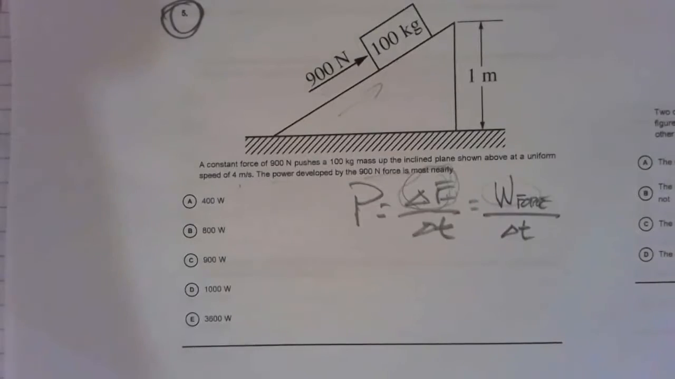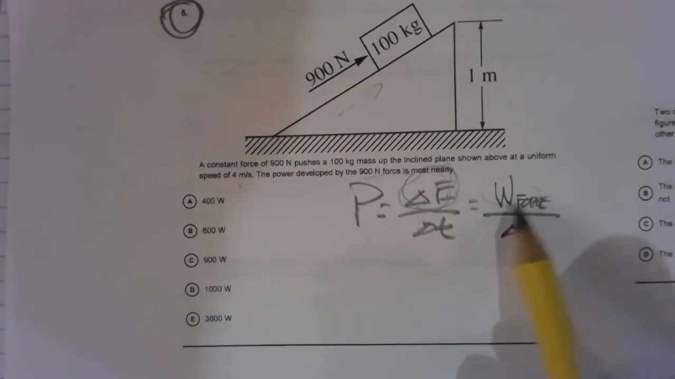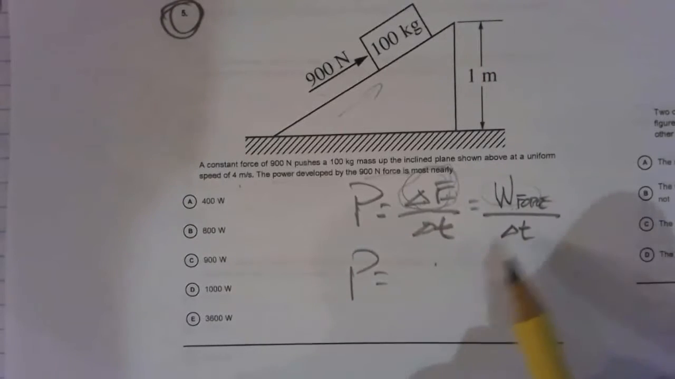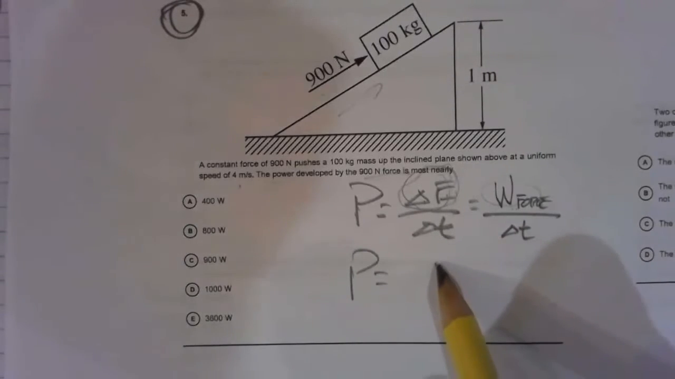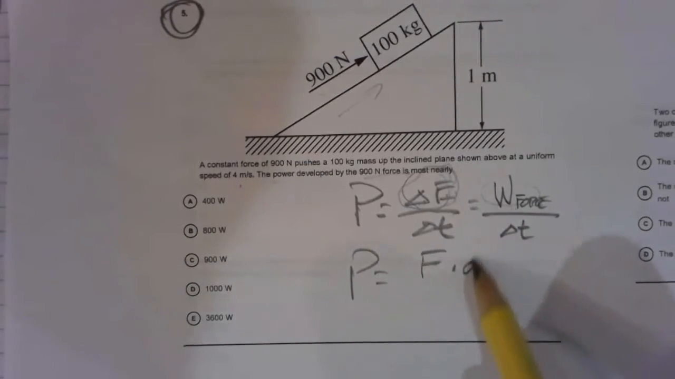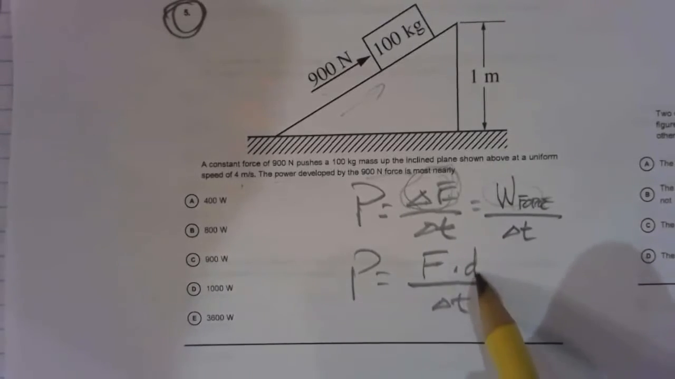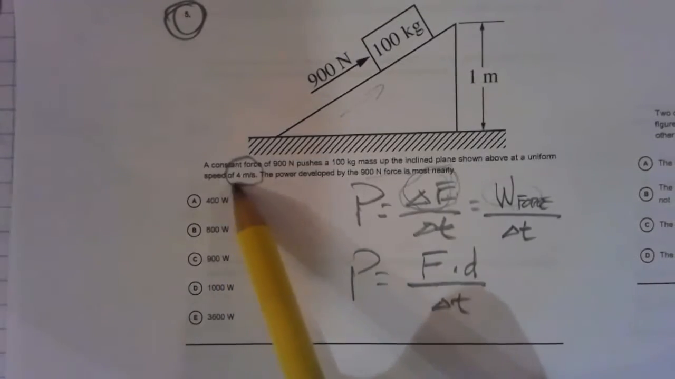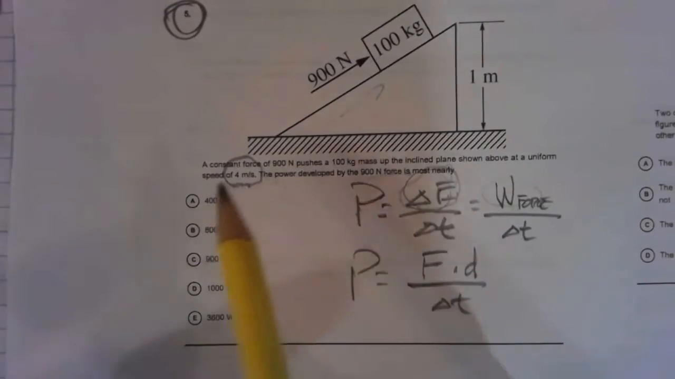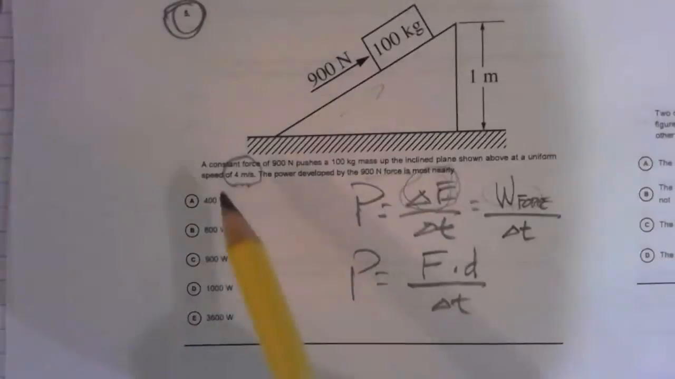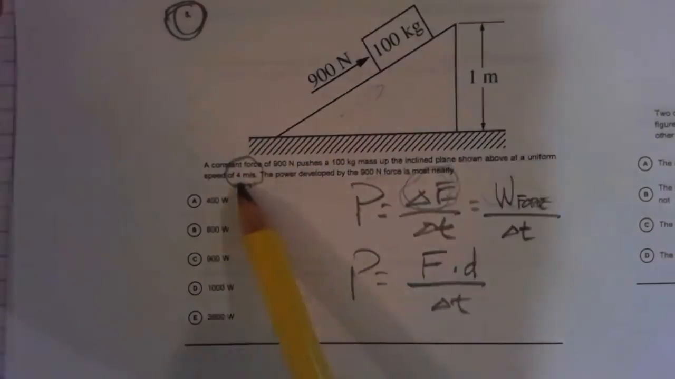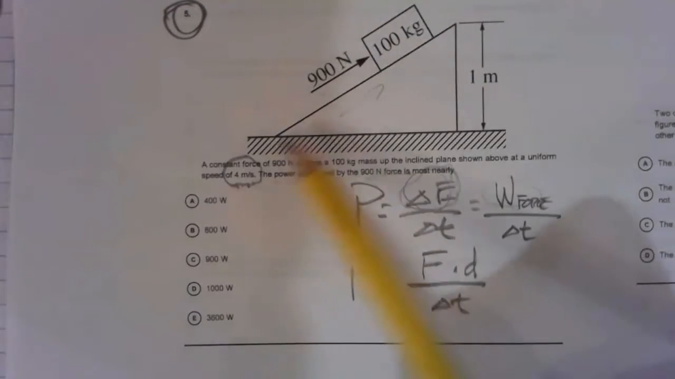power is going to be the work done divided by the time. Let's just focus on that work. Work is force times distance, and we need distance. Well, here's how this problem is subtly sneaky. There is a distance here. They don't tell us how far it goes, but we do know that in 1 second it goes 4 meters. If it goes for a second, it'll move 4 meters.